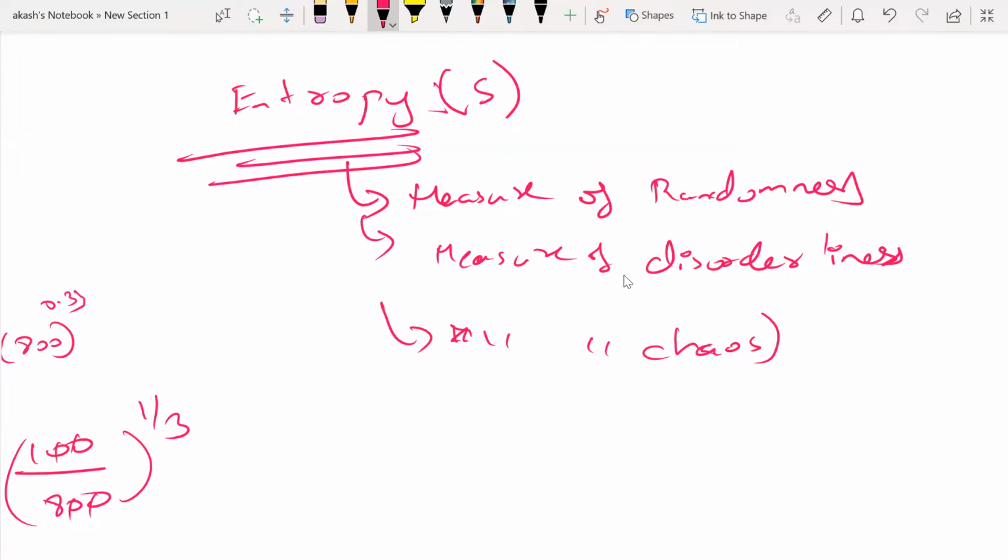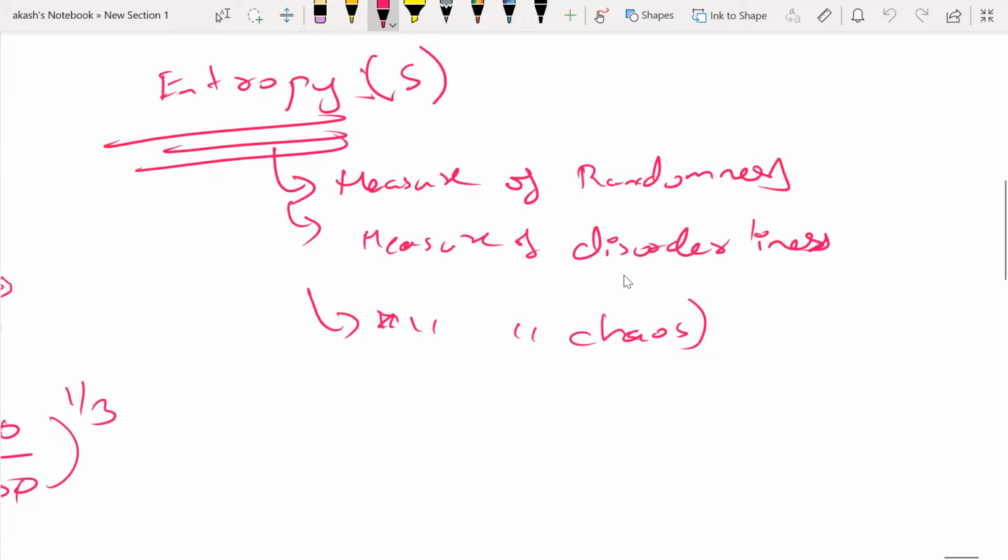So this is all about the measure of randomness, how randomly the particles are moving, how randomly we are able to arrange these things. All based on that is nothing but your entropy. A measure of chaos, right? The definition seems a little weird, a measure of randomness, but it is going to make a lot of sense to you in a while. So that is the definition of entropy.